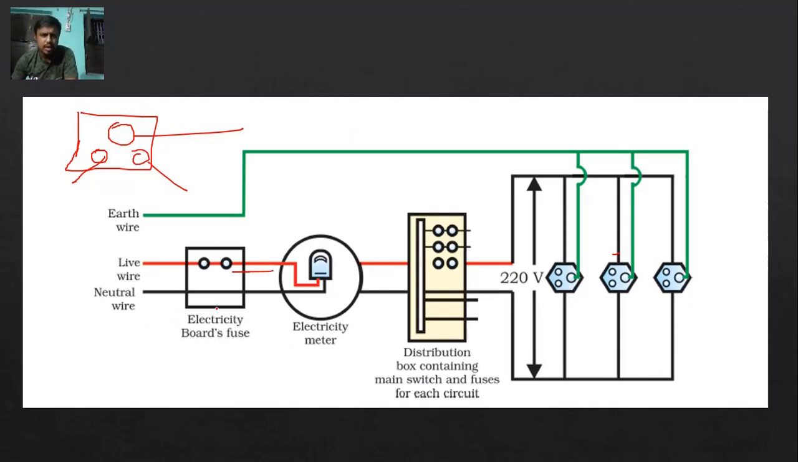This is the live wire. This is the neutral wire. This is the electric meter, and the distribution box is there. And these are the different appliances. This may be for AC. This may be for TV. This may be for mobile phone. This may be for washing machine.